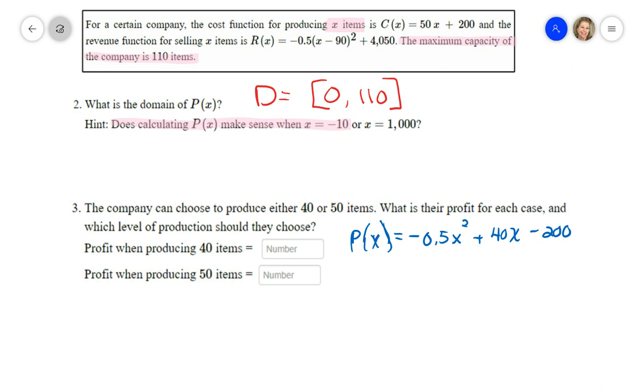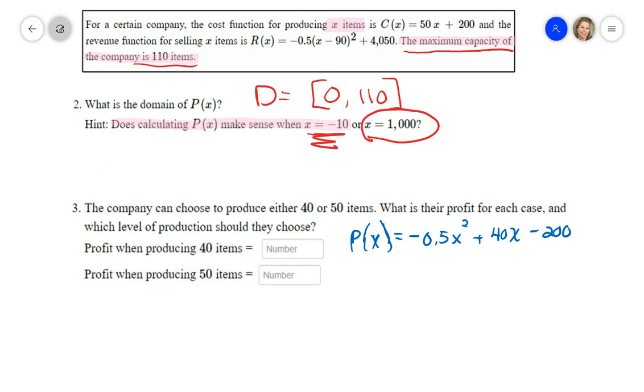That's the domain. It makes no sense to make negative because obviously you can't make negative items. And X equals 1,000 doesn't make any sense either because the maximum capacity is 110. They can't make any more than that. So obviously they can't make 1,000. So apply that to your own problem. Hopefully that explains that for you.